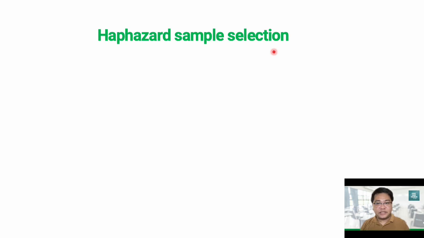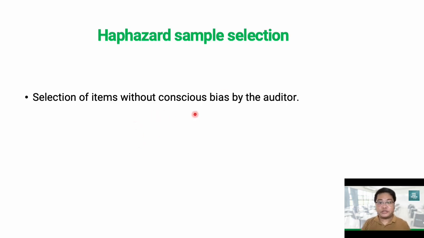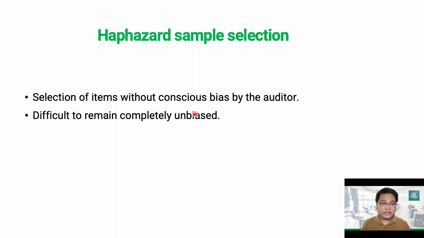Next, we have haphazard sample selection. This is the selection of items without conscious bias by the auditor. But at the end of the day, it is difficult to remain completely unbiased. For example, even if you are just selecting items without conscious bias from the population, there's still a chance that you will have a certain bias in selecting specific items. That is why this is less preferred compared to the random selection method and the systematic selection method. Those two selection methods are more preferred compared to haphazard sample selection.